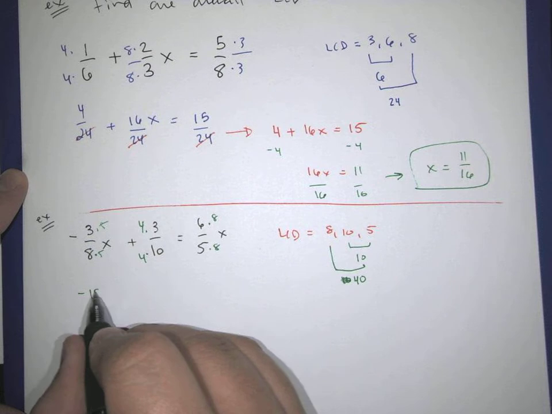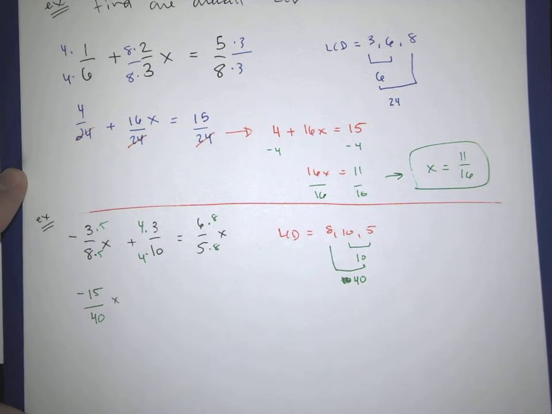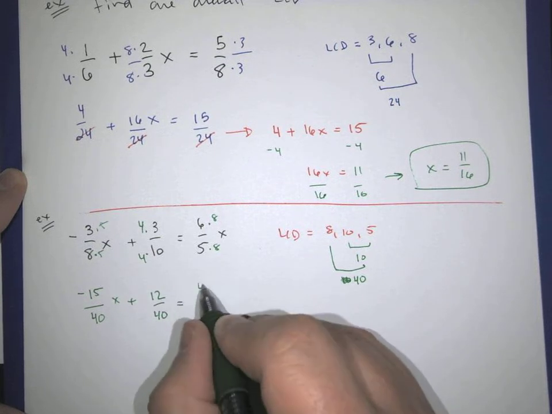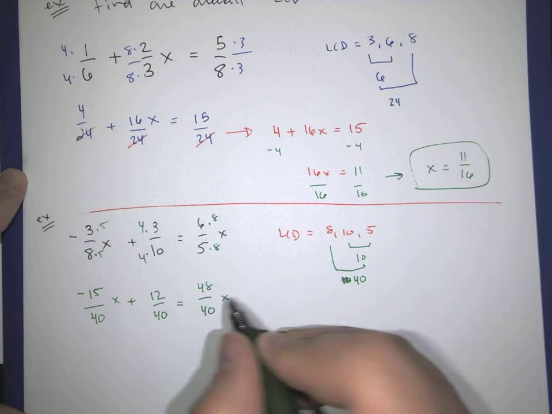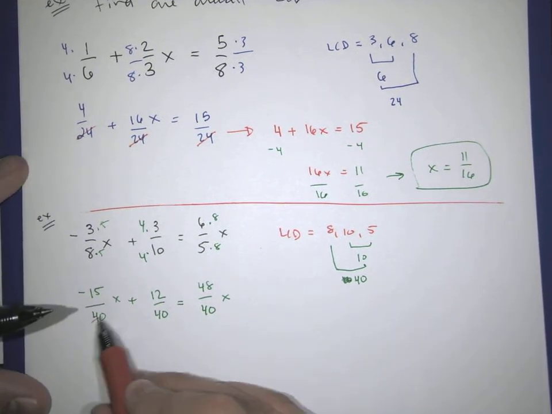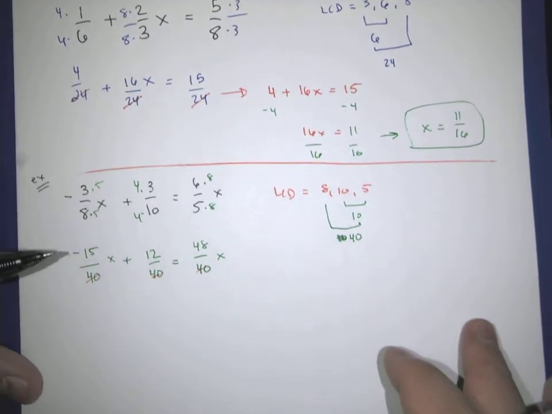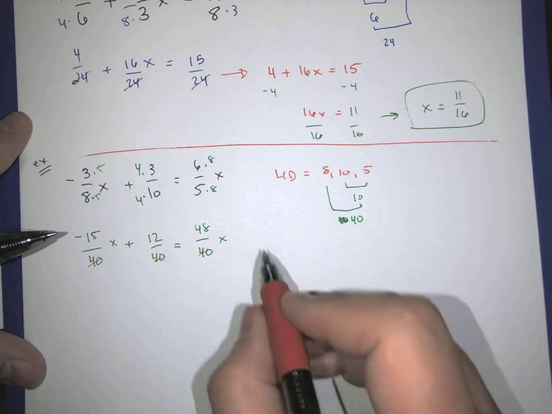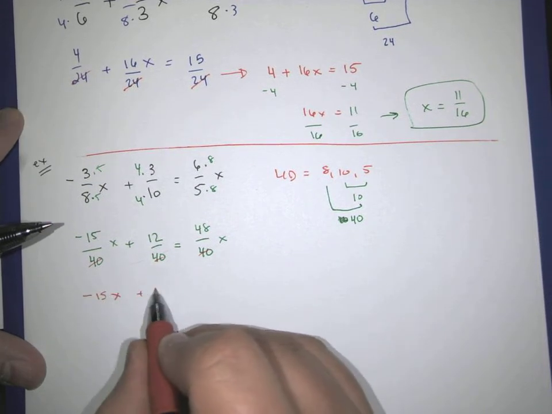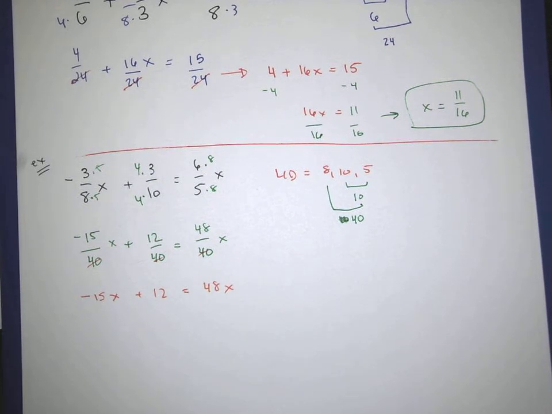So this is negative 15 over 40 with the x, plus 12 over 40 equals 48 over 40 x. Okie doke. Everything is over 40, so that means we can just cancel the 40s away from there. They're not really having any impact. So the simplified version of this equation is equivalent to negative 15x plus 12 equals 48x. Don't cancel the x's away, right? You're just canceling the denominators off.